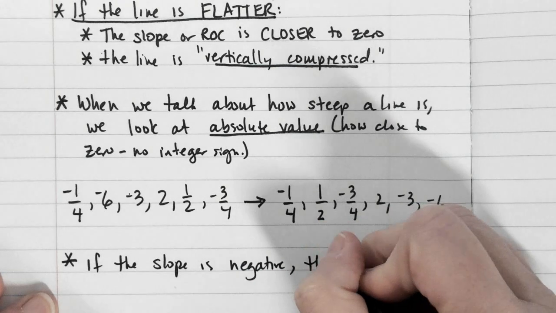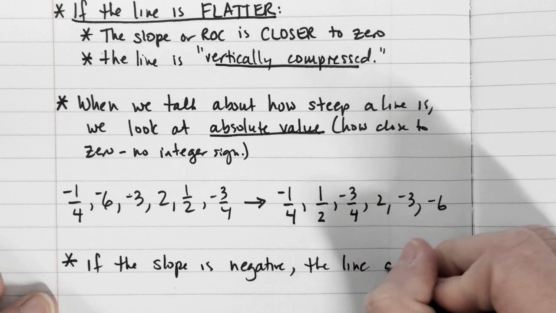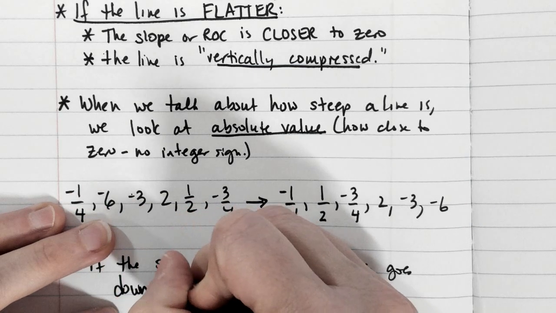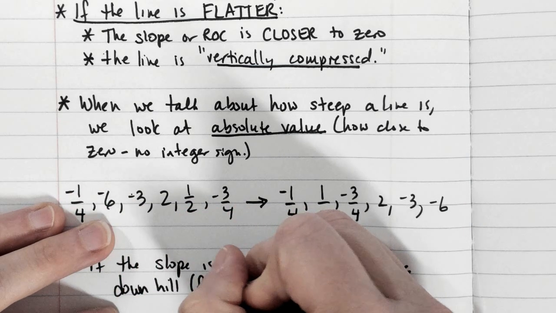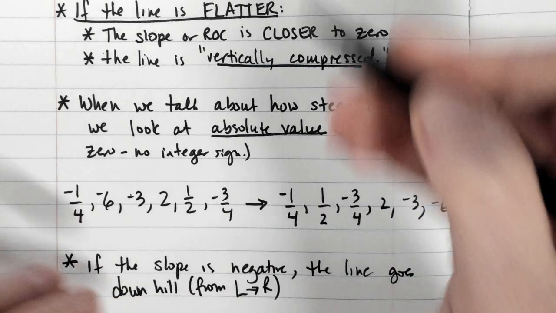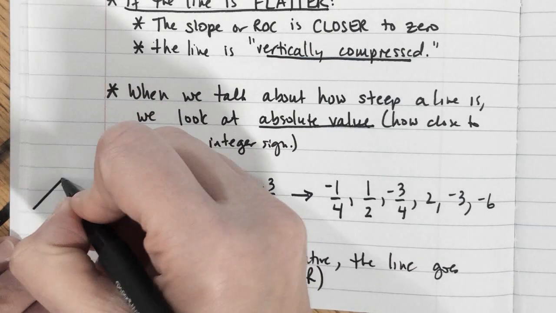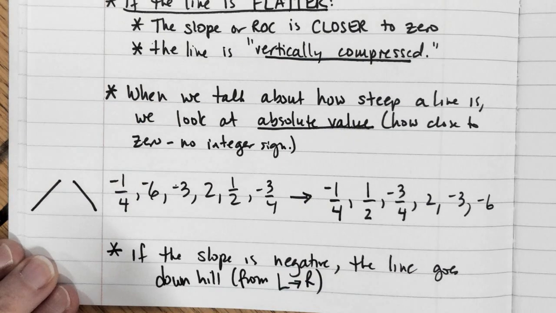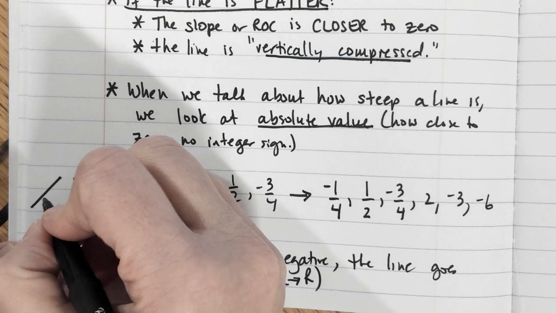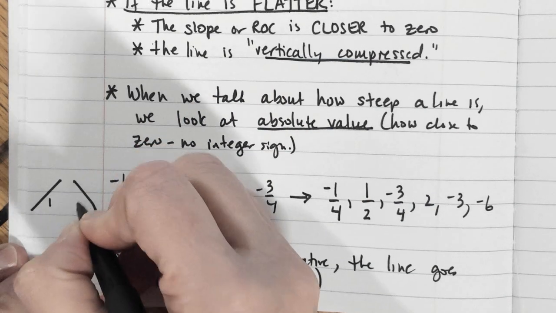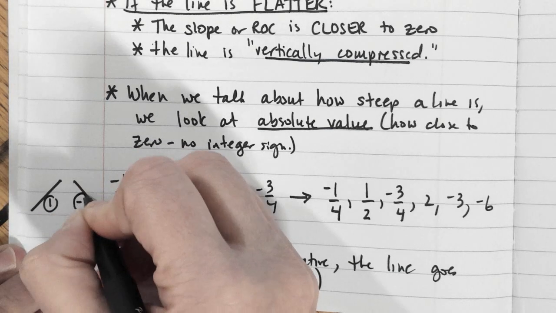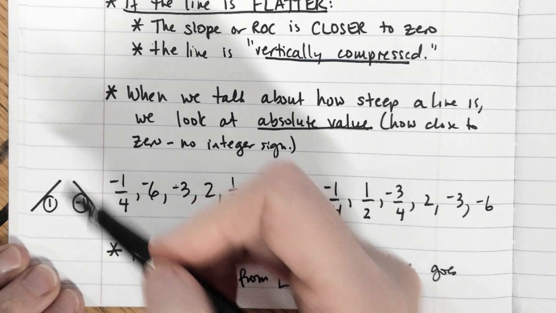the line goes downhill from left to right. So remember, if I have a line that's going like this, and I have a line that's going like that, pretend those two lines are equally steep. Let's pretend this one has a slope of 1, this one has a slope of -1. Okay, that's my slope of 1, that's my slope of -1. Well, they're equally steep.